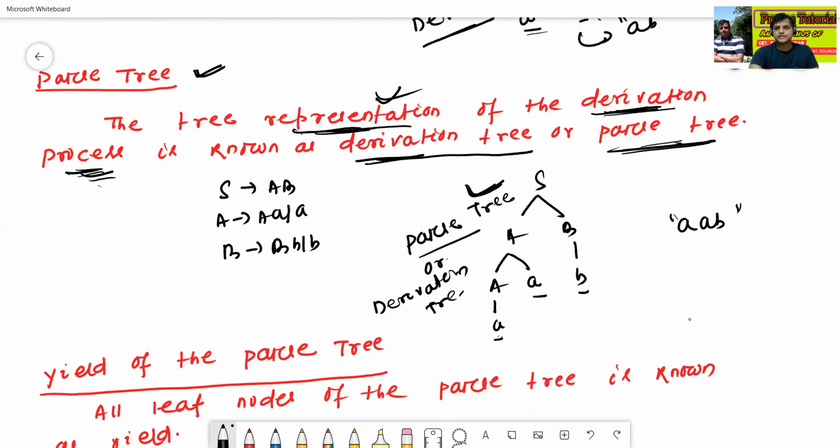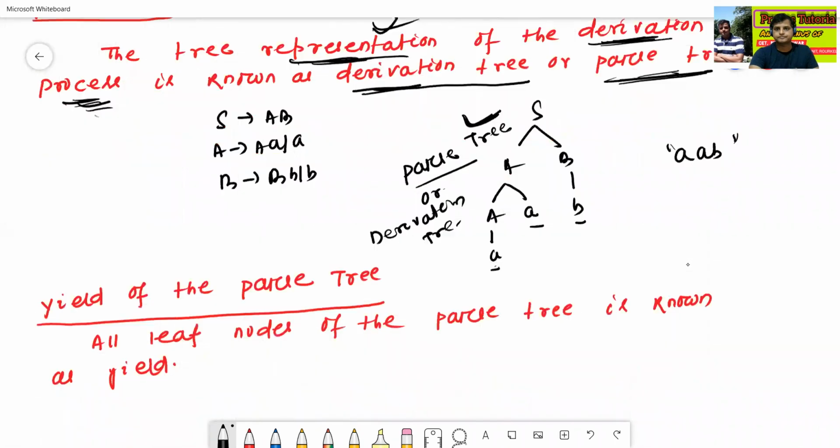The next definition is the yield of the parse tree. What is the meaning of yield of the parse tree? Yield means all the leaf nodes of the parse tree. All leaf nodes, what do they mean?